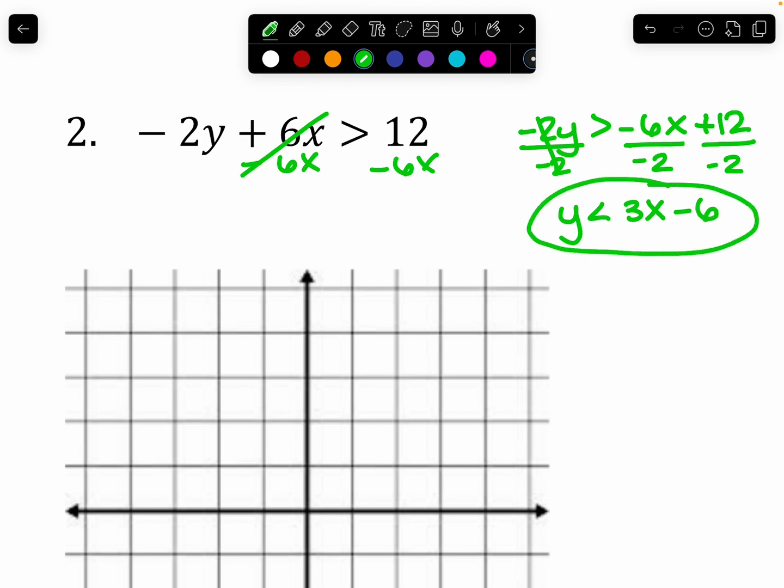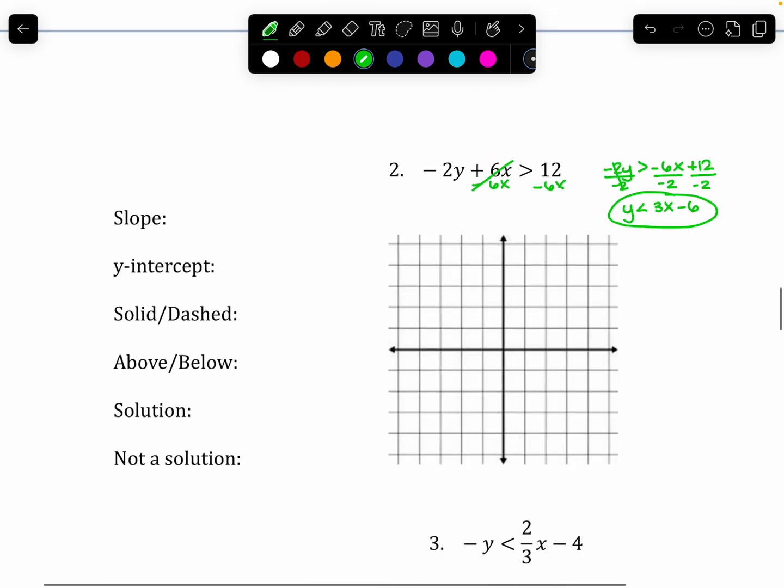This is going to be off my graph, whoops-a-daisy. But this is what I'm going to end up graphing. Okay, the slope of my line is 3 over 1. My y-intercept is now 0, negative 6. I'm going to do that first. 1, 2, 3, 4, 5, 6 is down here. I'm going to go up 3 over 1, up 3 over 1, up 3 over 1, and I can't do any more.